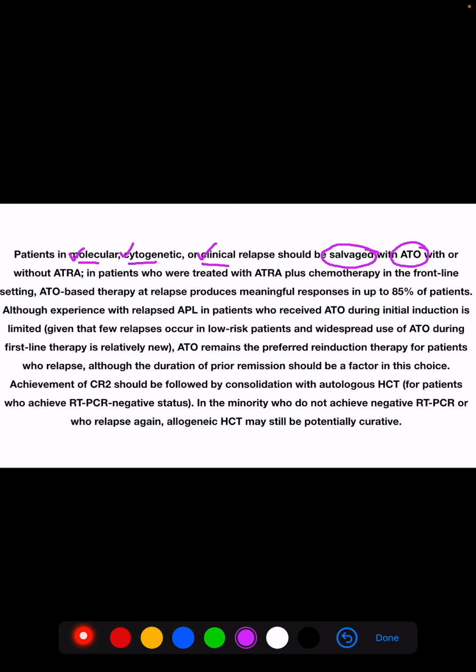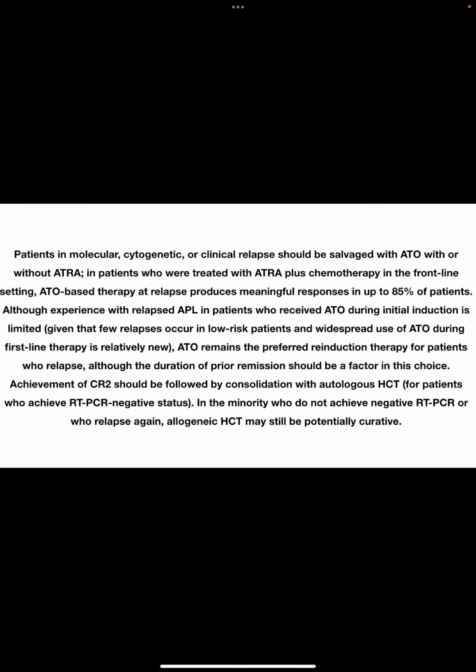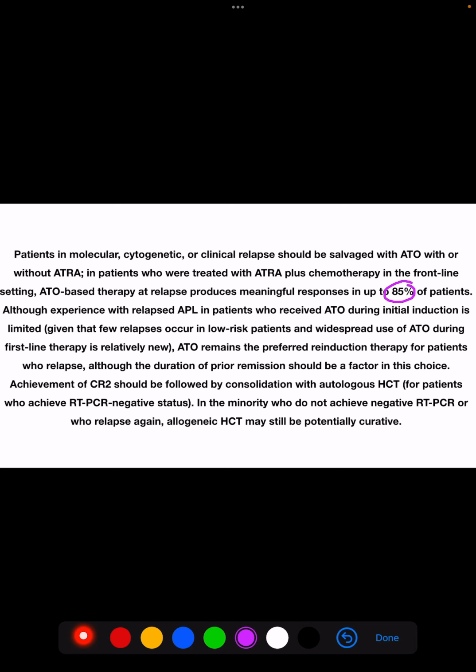Initially, in high risk patients, this combination is also used, all-trans retinoic acid plus chemotherapy. So if we have used all-trans retinoic acid and chemotherapy in the frontline setting, then arsenic trioxide based therapy at relapse produces meaningful responses in 85% of the patients. Although experience with relapsed acute promyelocytic leukemia in patients who received arsenic trioxide during initial induction is limited.